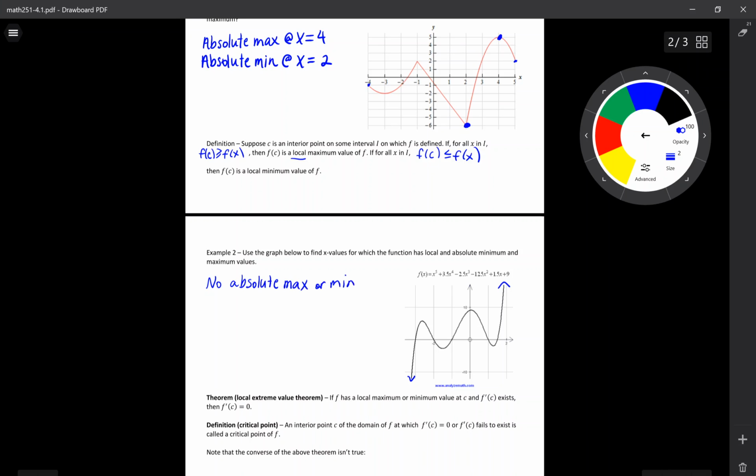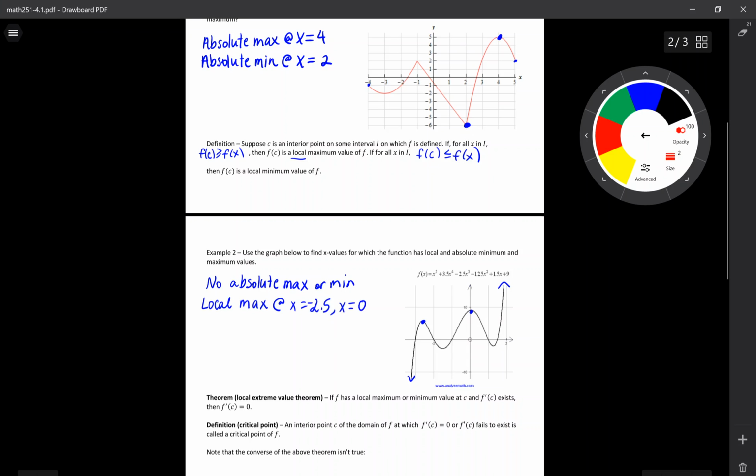I do, however, have some local maxes and mins. So a local max or min is the highest or lowest point on a certain region of the graph. So I have a local max here. That's the highest point on a certain region, and here. It's okay to have multiple of them, so that looks like it's x equals negative 2.5 and x equals 0.